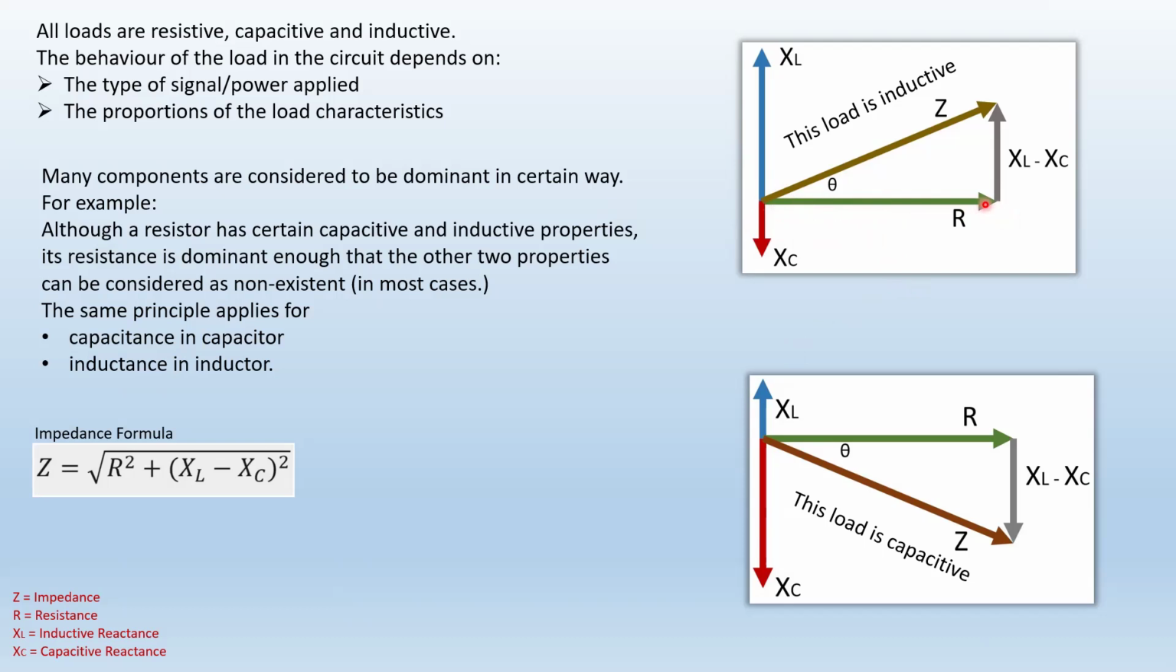Now, because in a coil the voltage happens first, and in a capacitor the current happens first, and the current and voltage are in phase within the resistor, here's the current.